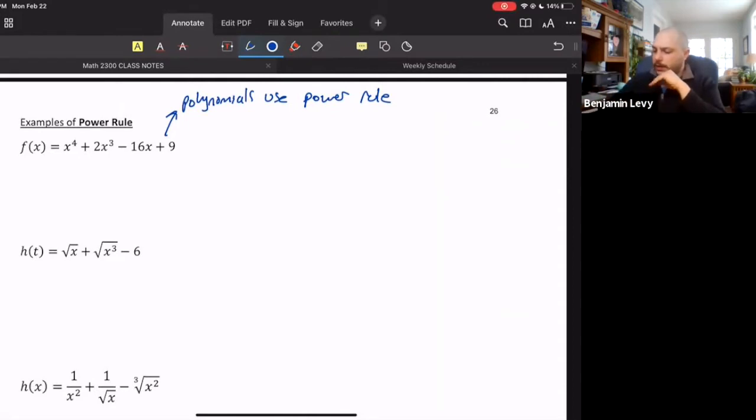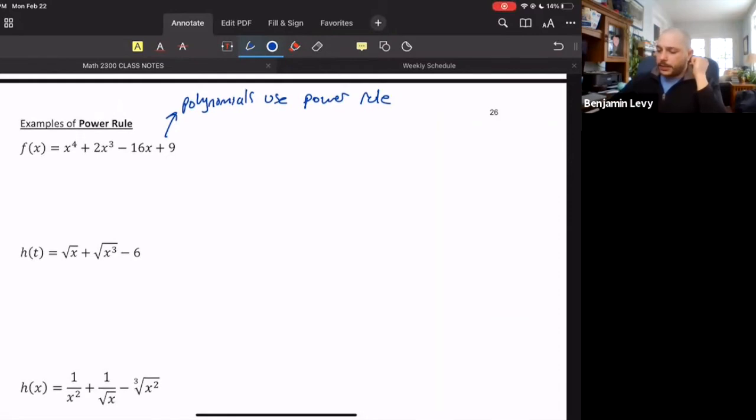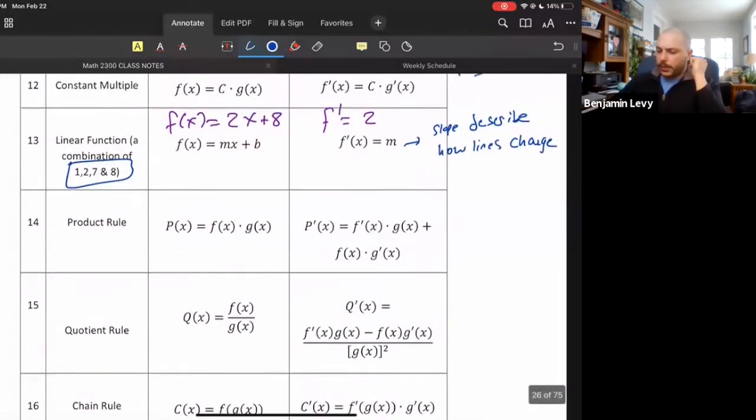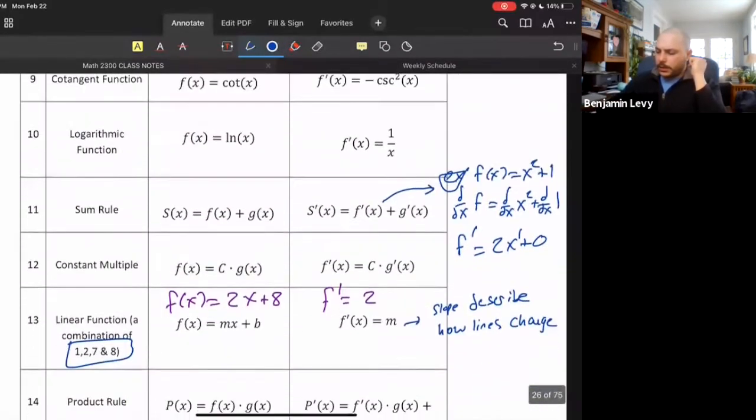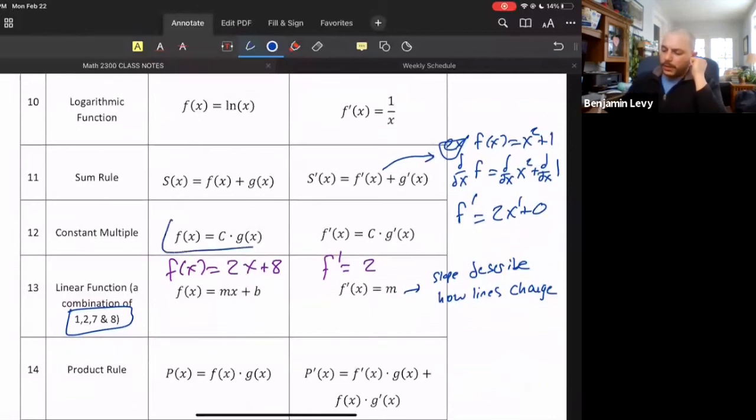The one that I've skipped over so far that we should hone in on is the constant multiple rule. So let me just slide up real quick and show you this one. This constant multiple rule, have we done it already? Not really.